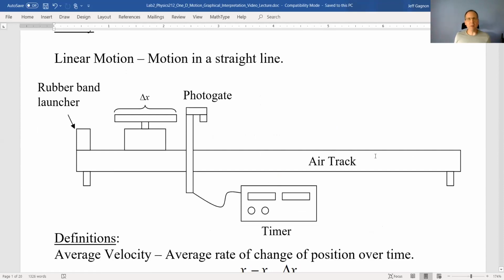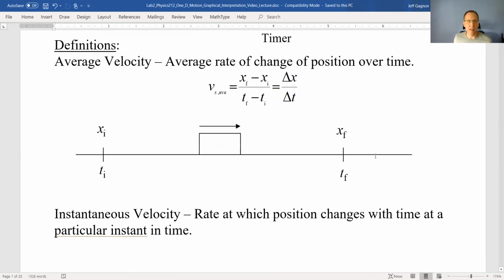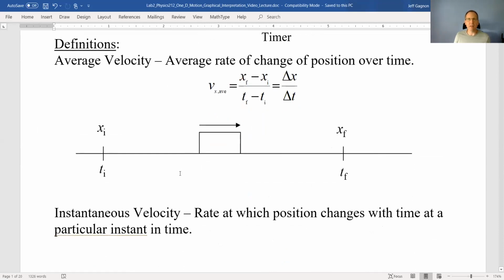Okay, so first thing I want to do is define a couple of things. I'm going to do this on the iPad, but let me just mention it here first. So the first concept is something called average velocity, and it's basically the average rate of change of position with respect to time. All right, let me explain this on the iPad.